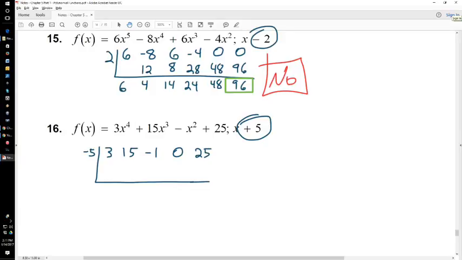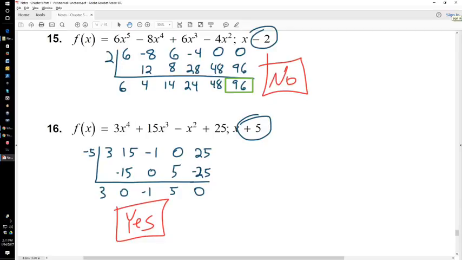Multiply, add, multiply, add, multiply, add. So we'll pull in the 3. 3 times negative 5 is negative 15. That goes to a 0. 0 times 0 is... not negative 5, negative 1. Negative 1 times negative 5 is 5. Add that up, it's 5. 5 times negative 5 is negative 25. And that adds to 0. So for this one, the answer is yes. This is a factor.